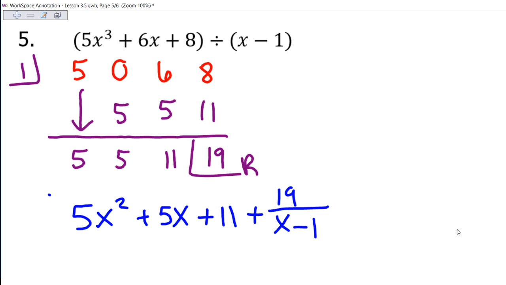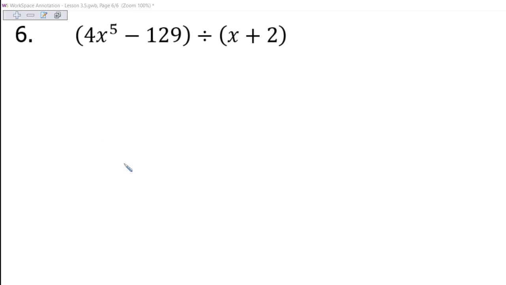Last one, problem number 6. Number 6, we have 4x to the 5th minus 129 needs to be divided by x plus 2. I want you to do problem number 6.